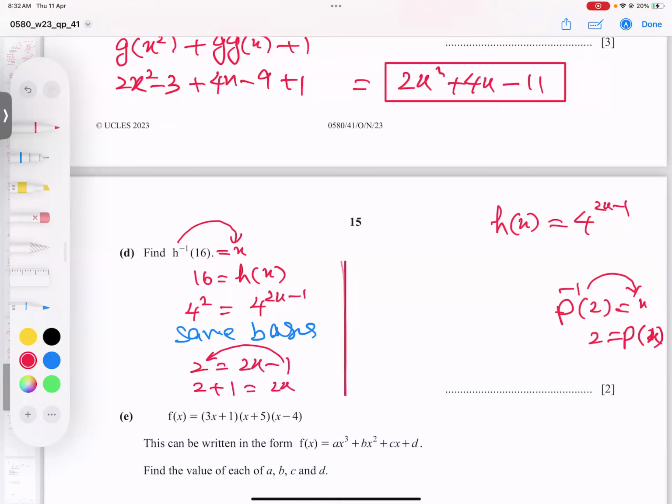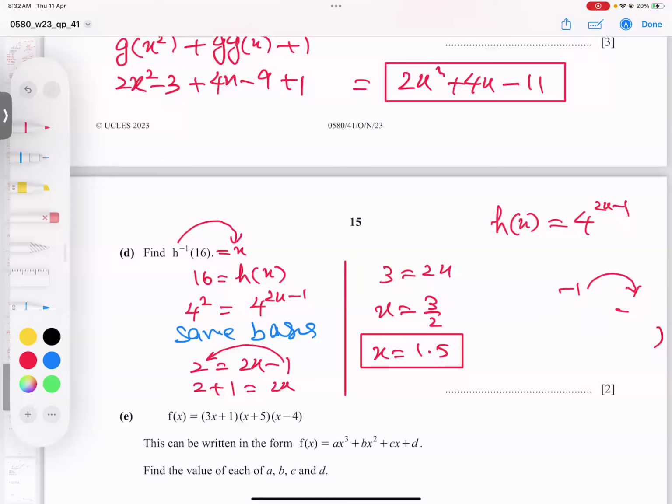And finally, what answer do I get? It's becoming 3, and 3 by 2 is our answer. So 3 equal to 2x and x becomes 3 by 2, or I can write 1.5. Both are okay. I think the idea is clear. But if you want to know the logarithm technique, I think it will confuse some students, so no problem. I think leave it and let's go for the next one.